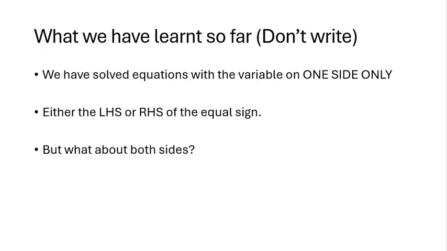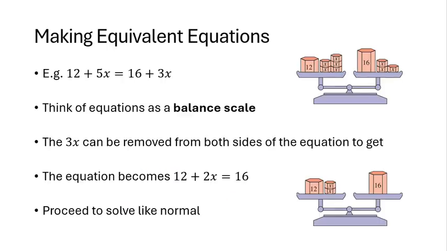So previously in chapters 7a, b, and c, I've only taught you how to solve equations when the variable is on one side only. It could either be on the left hand side or the right hand side of the equal sign. But what happens if you see the variables on both sides? Well, it's pretty easy. What we're going to do is make it to one side only. That's pretty much the goal.